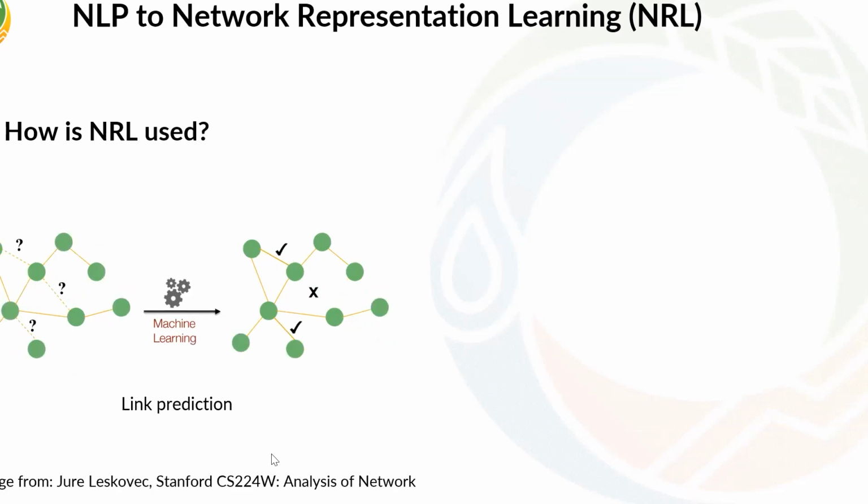This is another example, very similar to the previous one. Basically, you can input the embedding vectors into a prediction algorithm, and the algorithm outcome can tell you whether there will exist an edge between those two objects.